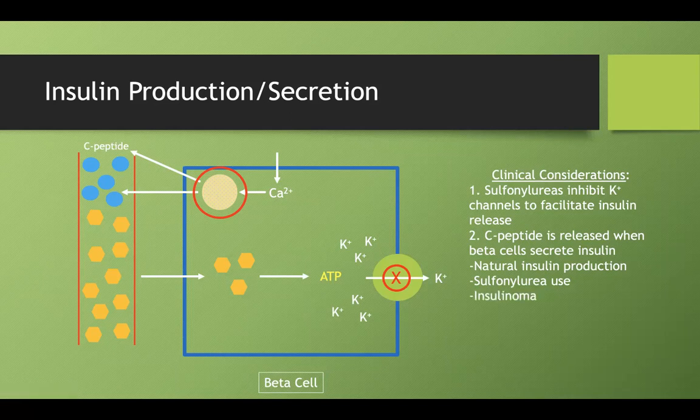The third thing, and I'll talk about this when I talk about pancreatic islet cell tumors, is that in insulinomas, your own beta cells are hypersecreting insulin. So because it comes from your own beta cells, you're going to see elevated C-peptide.